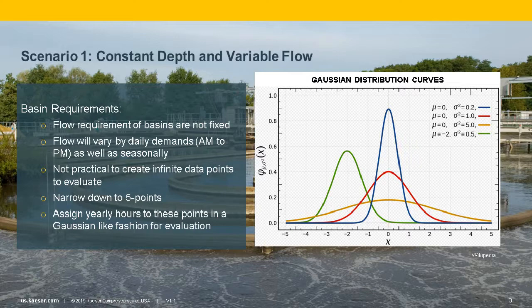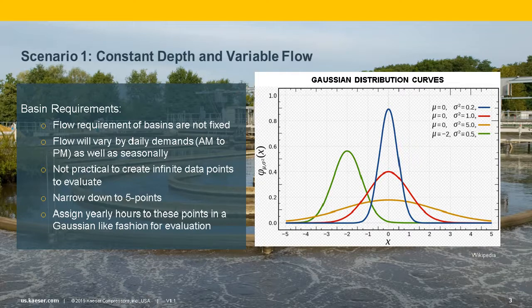For many wastewater plants, the demands are not fixed. They vary daily, seasonally, and year by year. If we were to take a log of the flows, pressures, and hours of these plants and plot them year over year, they begin to take on a bell curve profile.